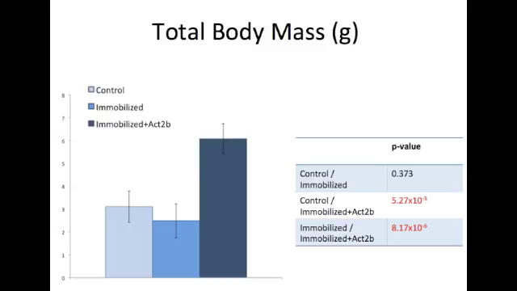This graph shows the total change in body mass in the control, immobilized, and immobilized plus ACT2B mice. Since myostatin is well conserved across the entire organism body, there is a total change in body mass with an inhibition of myostatin, as seen in the significantly higher body mass that existed in the immobilized plus ACT2B, or the myostatin-inhibited mice, than in both the control and the immobilized. However, there was no significant difference shown between the control and the immobilized.